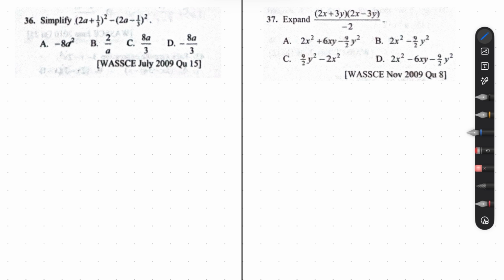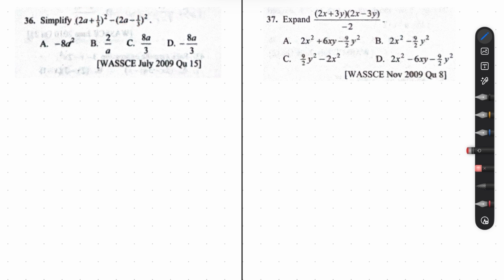Question number 36 says you should simplify this. At once, I can see that this is a square and this is a square. We have a difference here, minus. That means a difference of two squares. And we know how to solve the difference of two squares, right? We add and then we subtract.